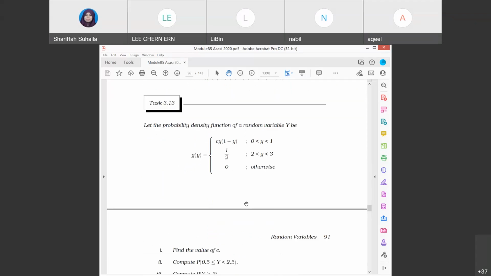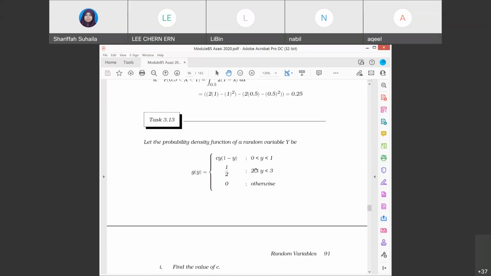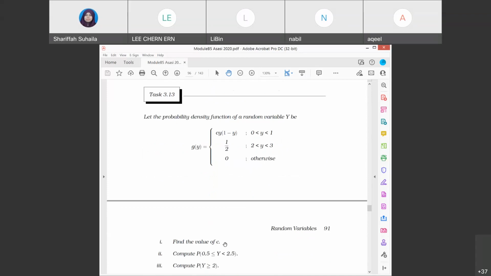So task 3.13. So we have here x is between 0 and 1. Y is between 2 and 3. So here cy(1 minus y), and then you have another density is 1 over 2. So you want to find the value of C. Okay, the value of C. So again, you integrate from 0 up to 1 for this function, plus 2 up to 3, then you set equals to 1. Then baru kita selesaikan apa dia punya nilai C.